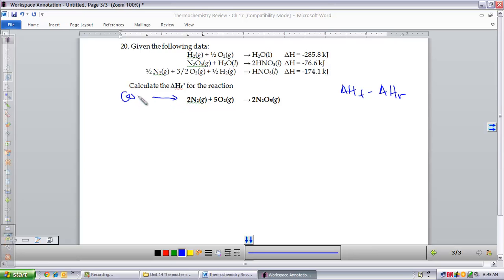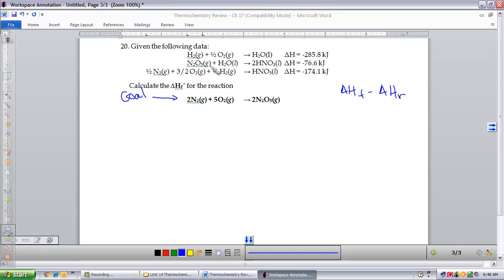So this is our goal. We want to have 2 moles of nitrogen and 5 moles of oxygen producing 2 moles of dinitrogen pentoxide. That is our goal. That's the end result. If you want to think of this as an x and a y and a z, that's what we're trying to get. 2x plus 5y is equal to 2z. So we want to rearrange these.